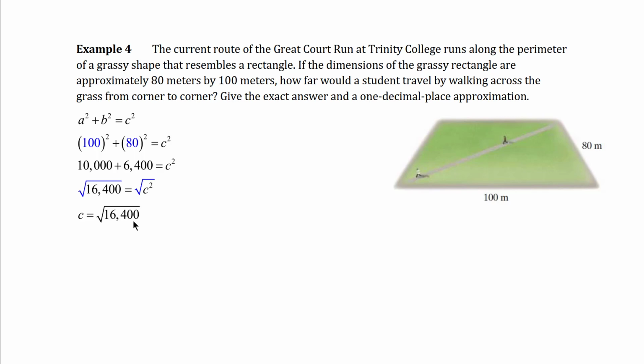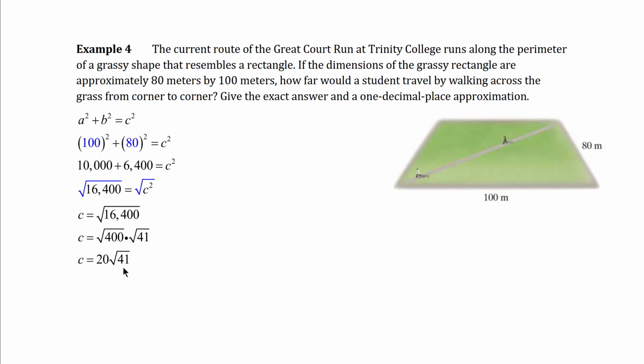Next, we need to break down the square root of 16,400 so that we can get an exact answer. So we need to break apart 16,400 into a product of two numbers, where one number is the largest perfect square we can get from 16,400. So I rewrote this as the square root of 400 times the square root of 41. Next, we could take the square root of 400, which is 20, so we get c is equal to 20 times the square root of 41.